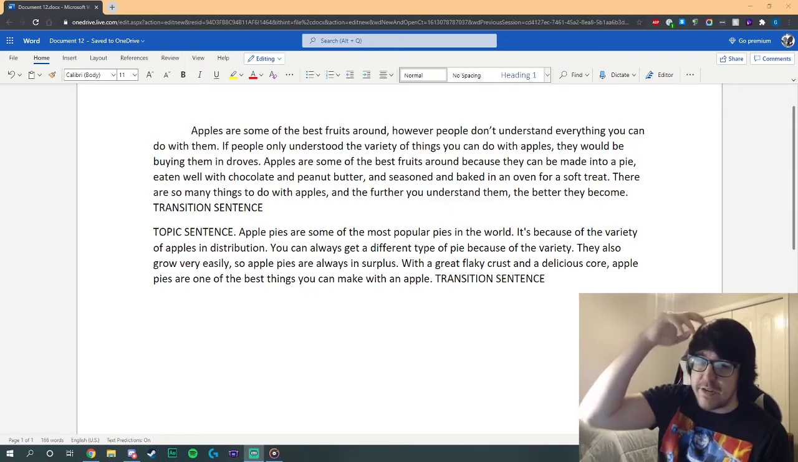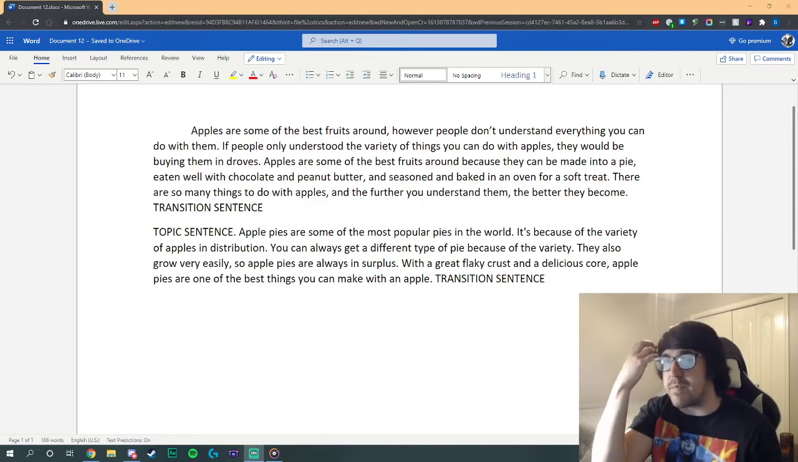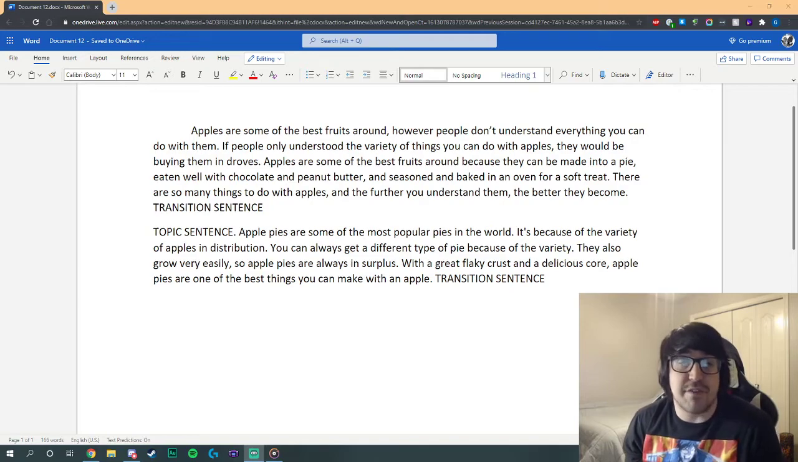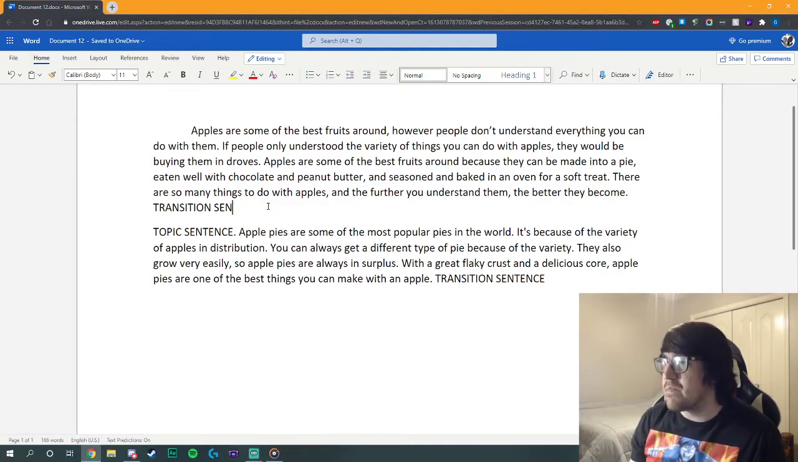So what do I need to do? Well, I need to know what my first paragraph is about. Okay, so my first paragraph is going to be about how apples can be made into apple pies and why that's awesome. So super duper simple. Let's make a very simple sentence that helps the reader know where we're going.